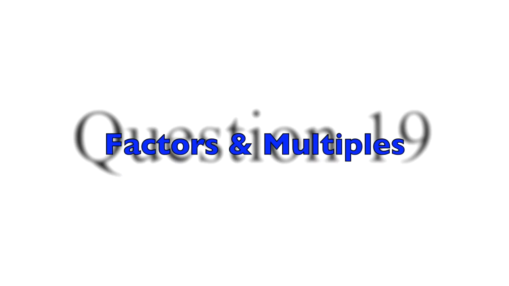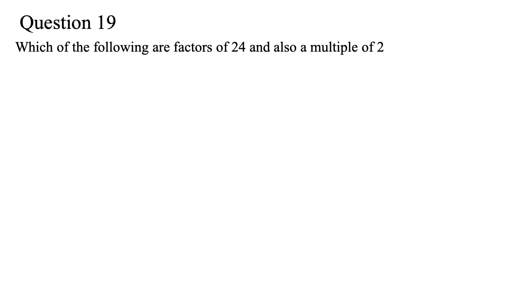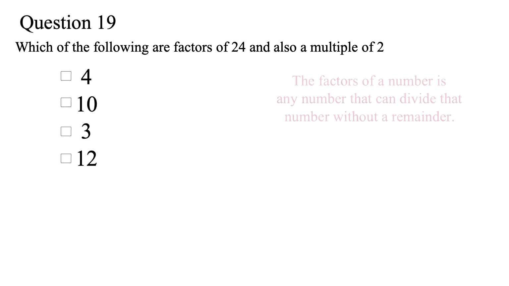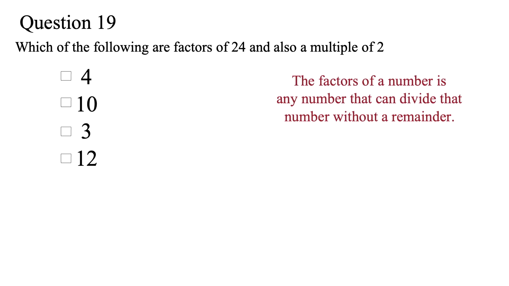Question 19. Which of the following are factors of 24 and also a multiple of 2? Here, you are supposed to select all that apply without using a calculator. To answer this, you have to know what factors are and also what multiples are. The factors of a number are any numbers that can divide that number without a remainder. For a question like this, it's important you work from the answers.